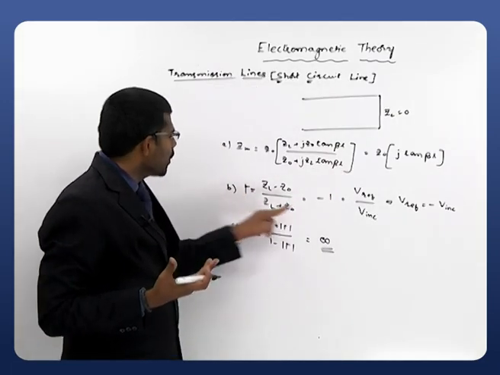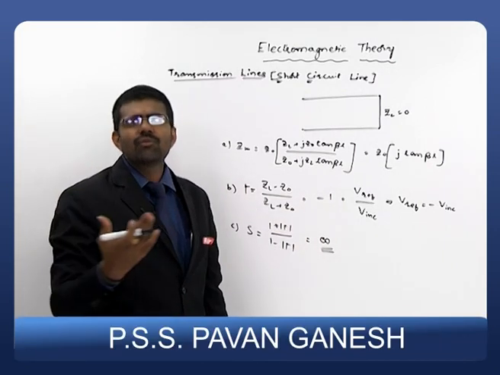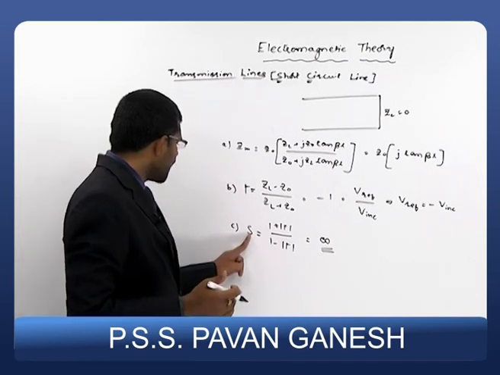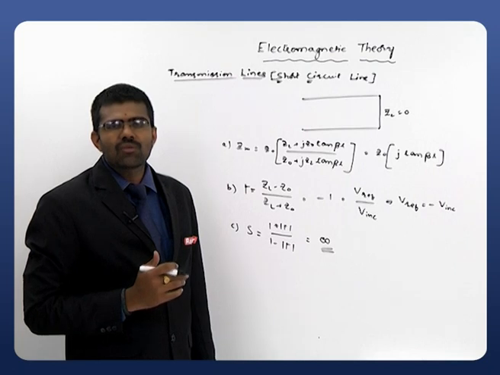And then the reflection coefficient is a maximum. Since it is maximum, you can say that the entire amount of voltage was reflected. The standing wave ratio is also maximum. So this is a simple analysis for one of our transmission lines.